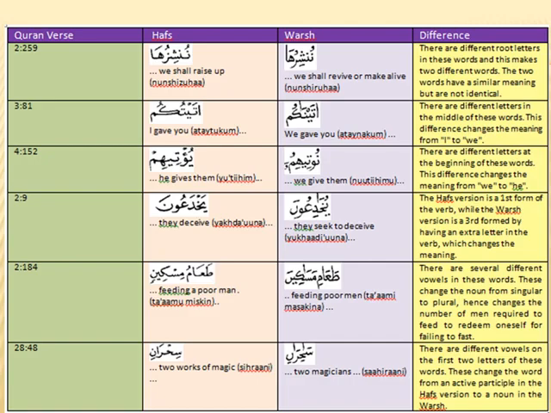Quran 4:152, yu'tihim, in the Hafs. In the Warsh, nu'tihim, we gave them. There are different letters at the beginning of these words. This difference changes the meaning from we to he.